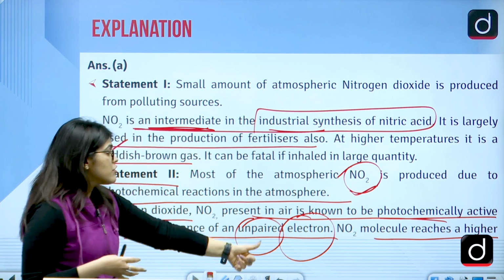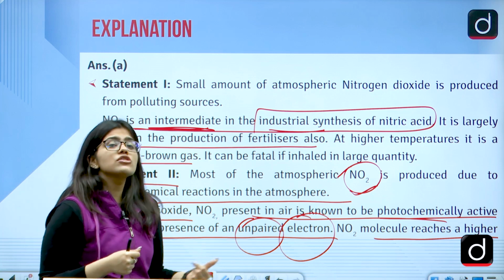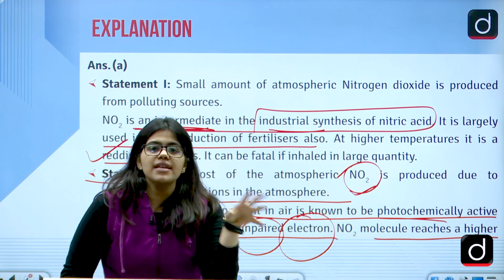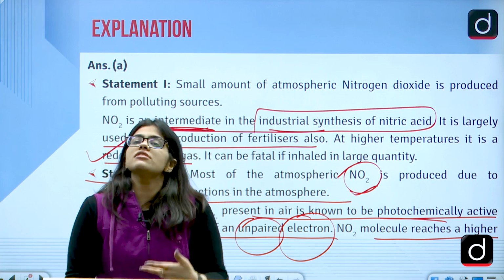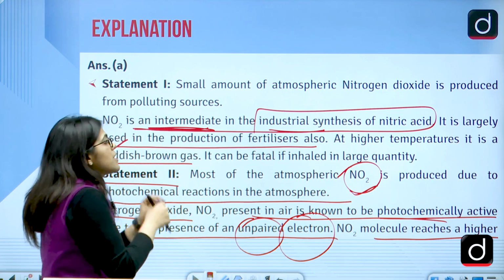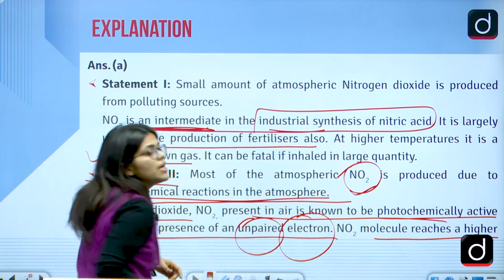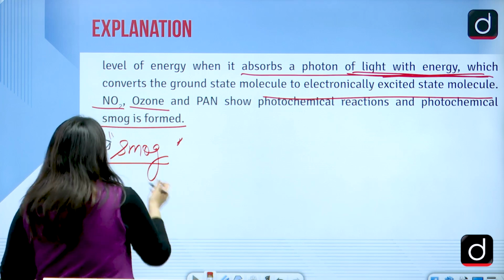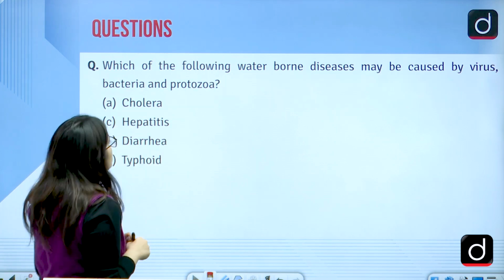There are unpaired electrons present in the nitrogen, and because of this photochemical reaction, that means in nitrogen you add UV rays, there is energy added to it, there are photons added to it, and because of this there is always a photochemical reaction. Hence we can say that most of the atmospheric NO2 is produced due to the photochemical reaction in the atmosphere. And this photochemical reaction will convert into what? It will convert into smog, right? So this was the first question.